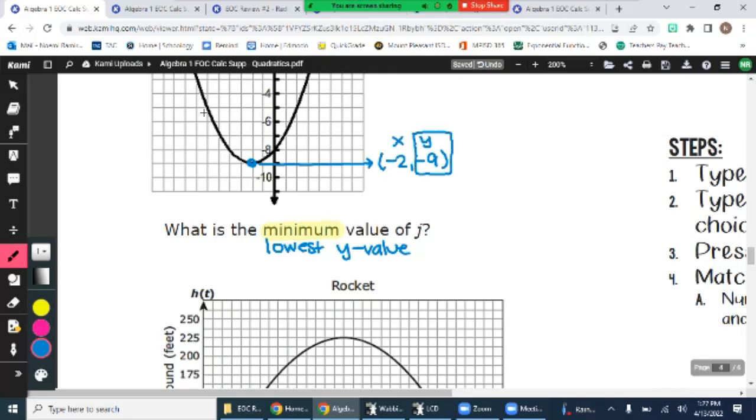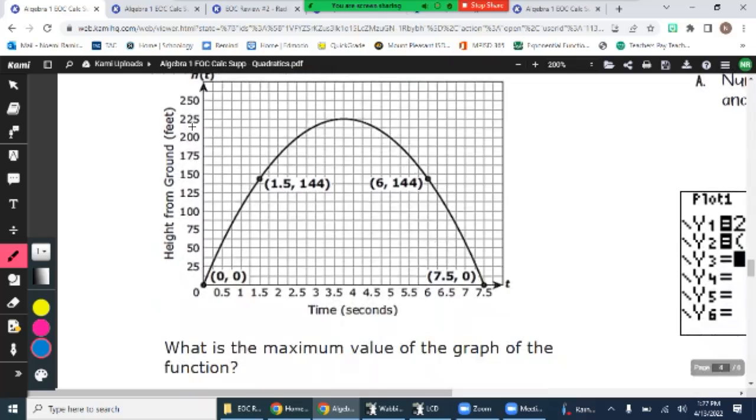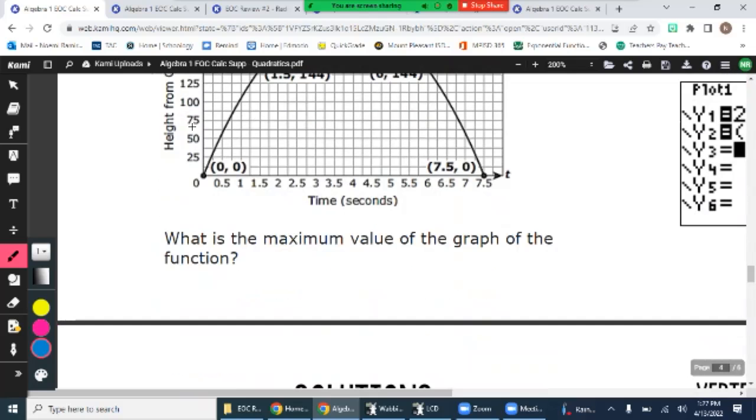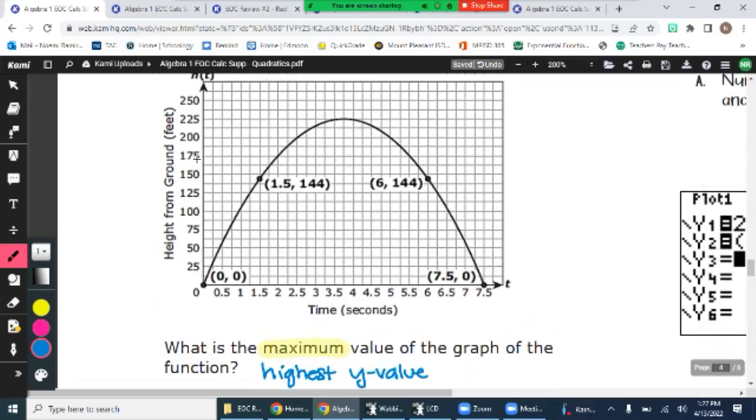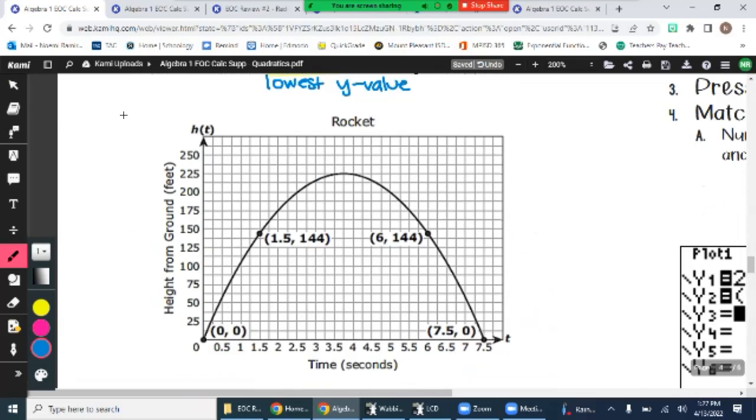Look at this next example. It states, what is the maximum value of the graph of the function? What is the maximum? Maximum would be your highest Y value. What would be the highest Y value? Now, on this graph, notice how you have 1, 2, 3, 4 other points labeled. Which one of these 4 am I going to use?